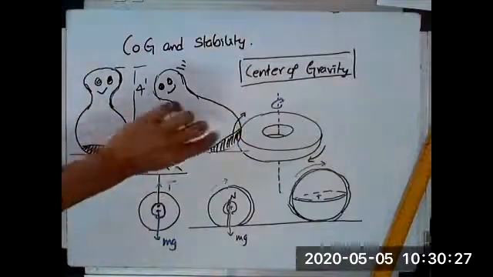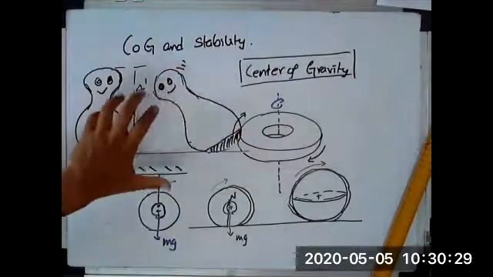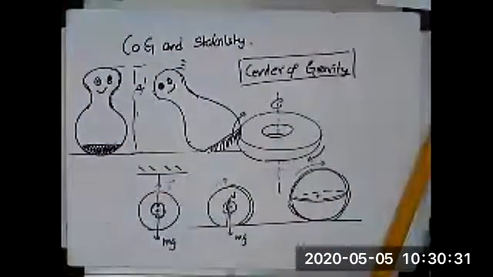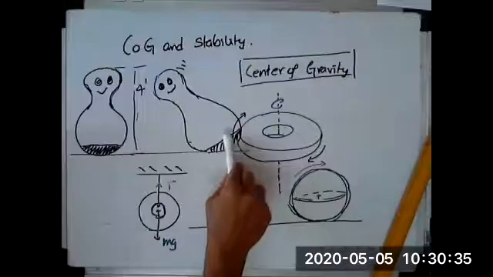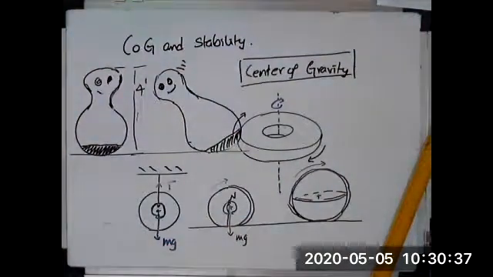So then what happens is, because of this, the object seems to tip over, and then since the center of gravity is now acting just outside the base, it pulls it back.